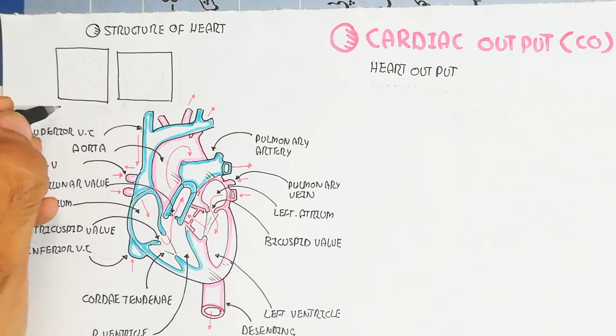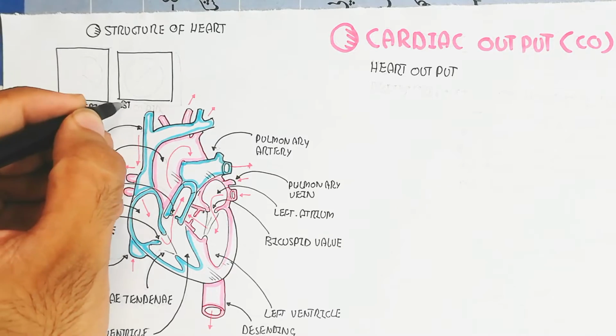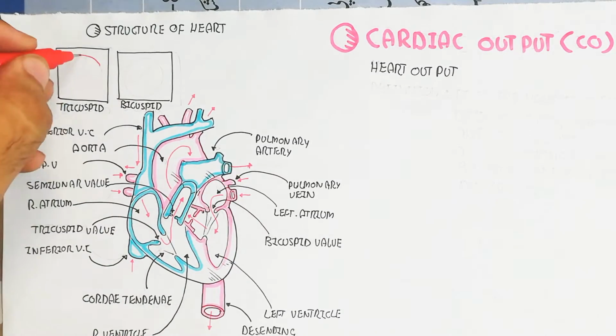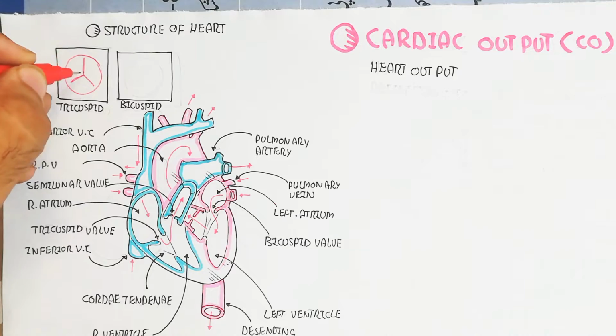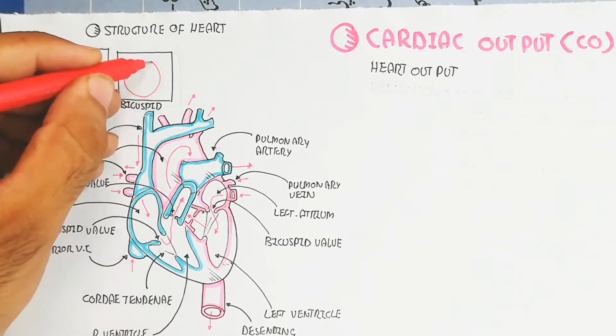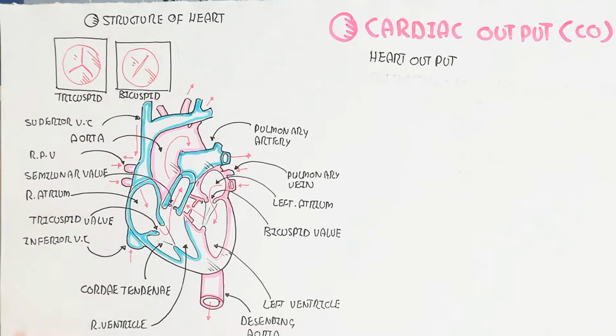So what is the tricuspid? It is the valve with three leaflets, and the bicuspid has two leaflets. I hope this makes sense.